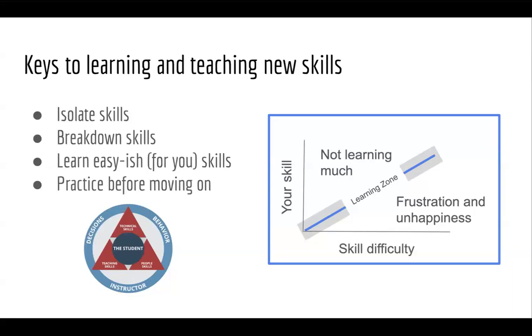The first thing that you want to do is isolate the skills. This is really important. When people are learning things, you don't want to teach them five things all at once. You want to teach them one skill. So I'll give you a skiing example.